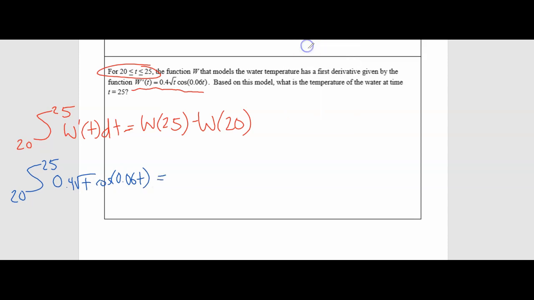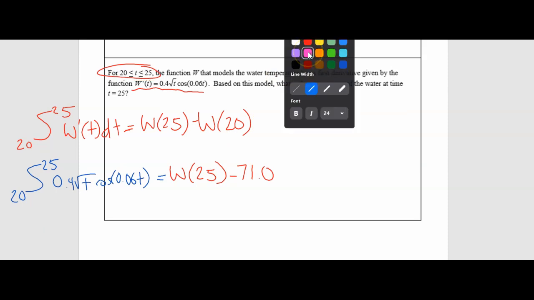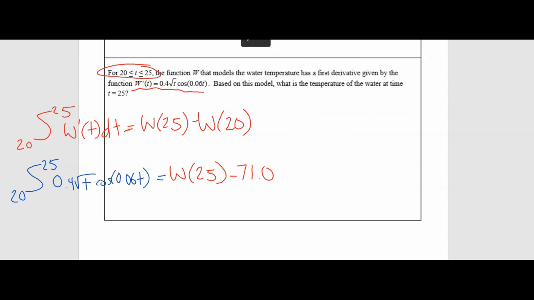I do not know what w of 25 is. That is what we are trying to find. But I do know that w of 20 is 71.0. So I'm going to have w of 25 minus 71.0 on the right-hand side of this equation. And now I've got to evaluate what I have here in blue. And again, that's just a calculator problem. Use a calculator to evaluate that definite integral. I end up getting 2.0432. I'm just going to go to 4 decimal places because I'm in the middle of a problem.